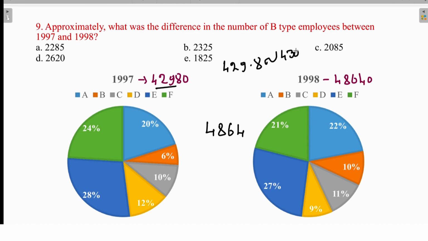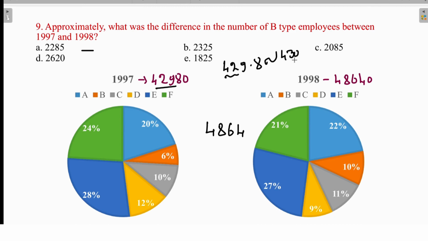I can take it because the options are very far. 429.8 and 430 I can take. See, if all options are very close, for example, 2285, 2286, 2287, 2008, then I can't do it, and this question is better to skip. But here options are very far, so I can take my option as 430 here. Means 1 percentage will be 429.8, and the only difference is 0.2.